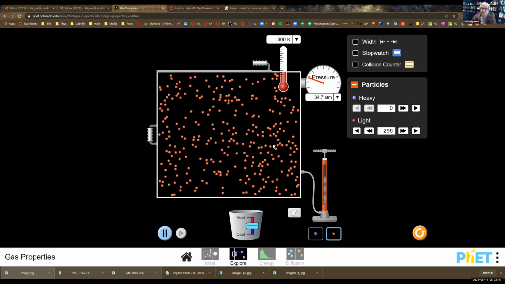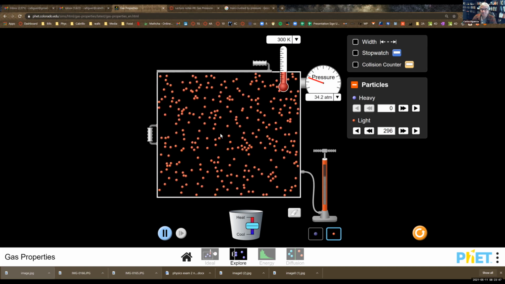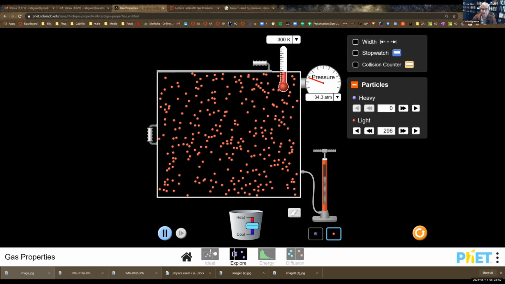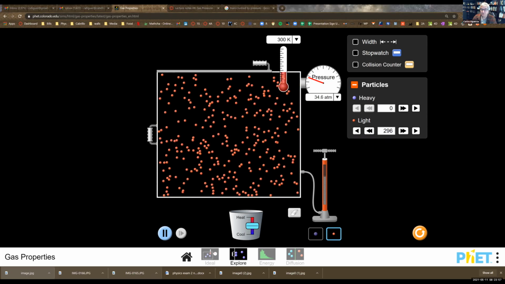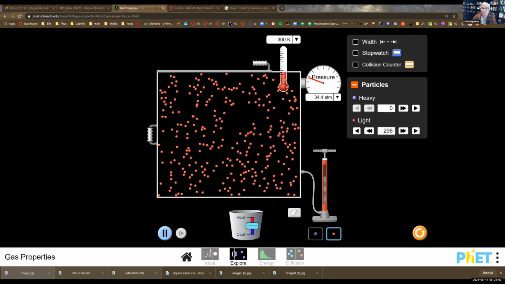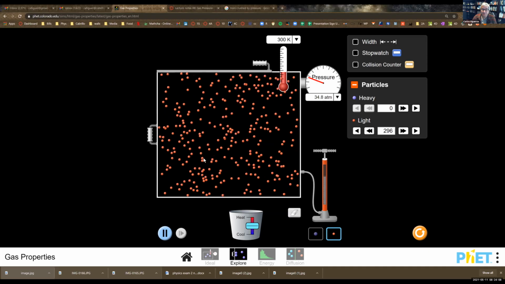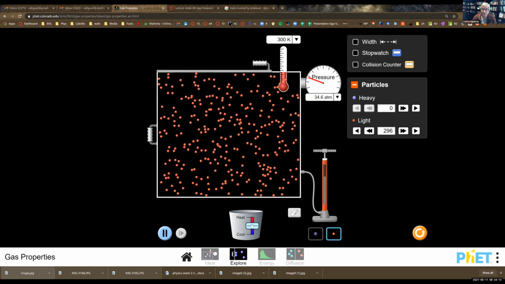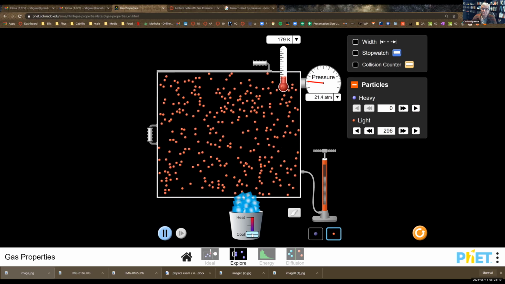Look at the kinetic energy of these gas particles right here. Look at the speed. Now what I'm going to do is reduce the temperature. The way we reduce the temperature is, as we say here, we're going to ice it. So now this is going to be cold. I'm going to try to reduce this down to about 100 K, 95 K. So here we go. Look at the average speed of the molecules.